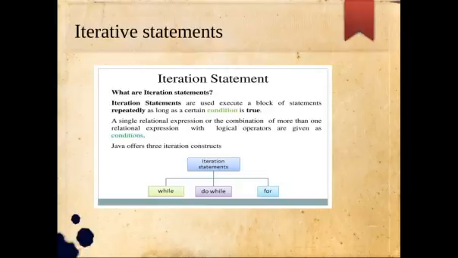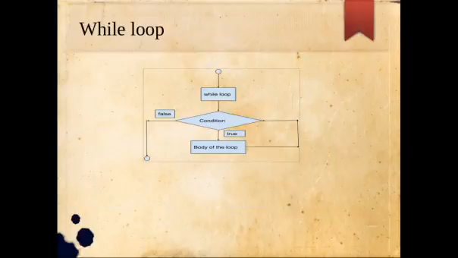Now on the next slide you will see the definition. There are 3 types of iterative or loop statements: while, do while, and for. The definition says they are used to execute a block of statements, or maybe a single statement, repeatedly as long as a certain condition is true. Let us see the example. Mostly there are three types: while loop, do while loop, and for loop.